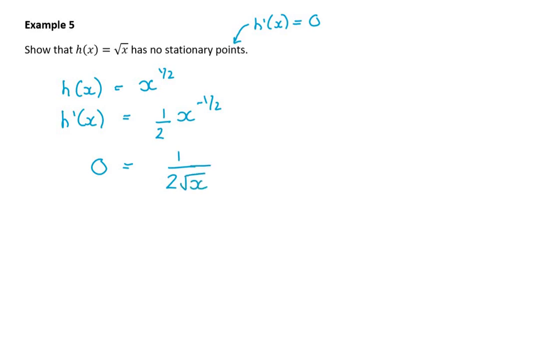Now, this is going to have no solution, because if I try and multiply by 2 root x on both sides to solve this equation, these cancel, but I get 0 equals 1, which is not possible. Therefore, there is no solution.